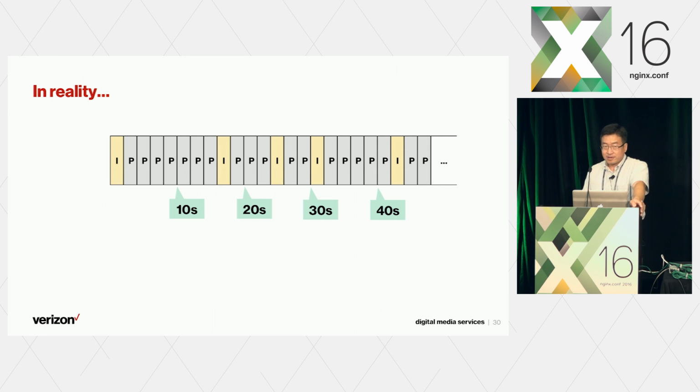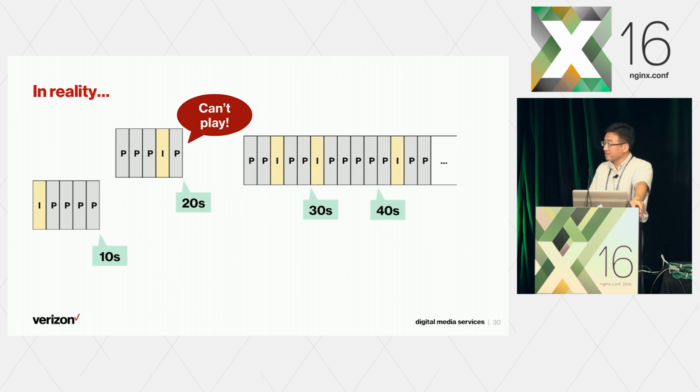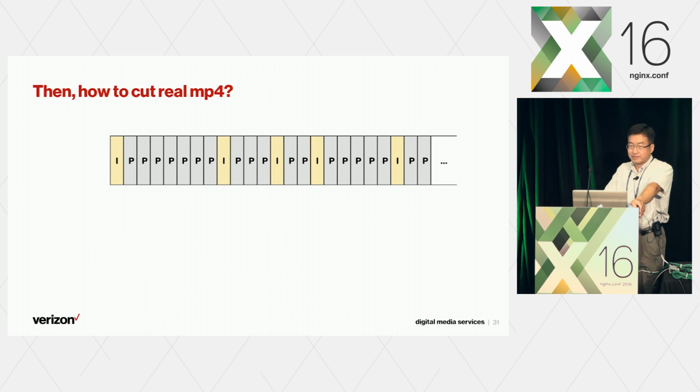If you segment in the same method, then you get the first segment, that is okay. You get the second segment, it doesn't play because the first frame is not an iframe. You get the third segment, it doesn't play. The first frame is not an iframe. Then how can we make each segment playable?